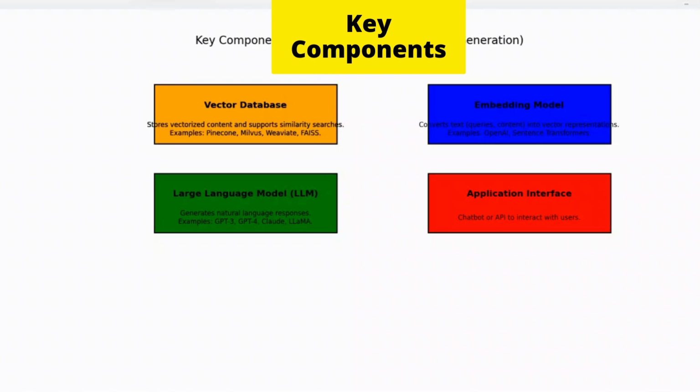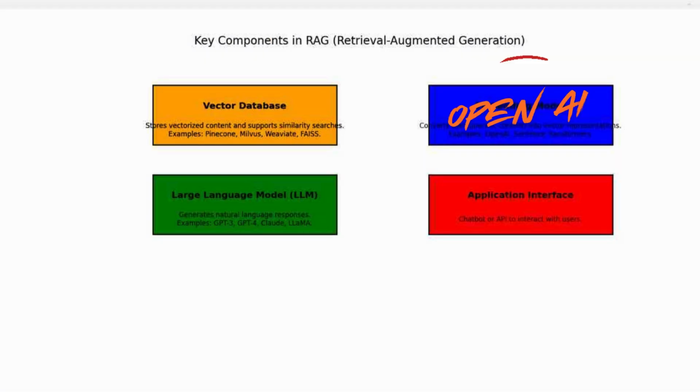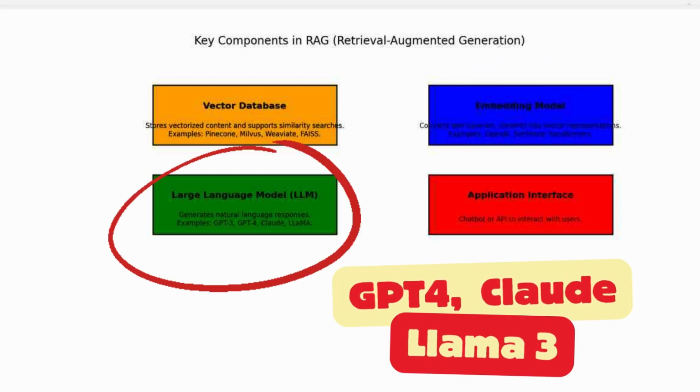Next, we have the embedding model. The embedding model's role is to convert text, whether it's a query or content, into vector representations. These vector representations help the system understand and relate different pieces of information. Examples of embedding models include OpenAI and sentence transformers.